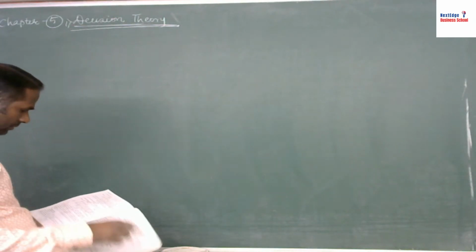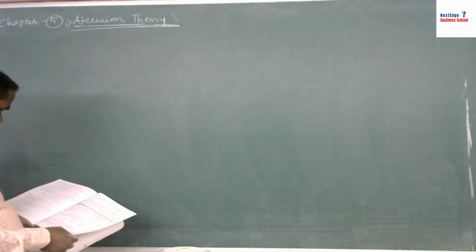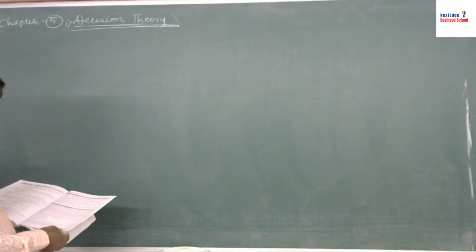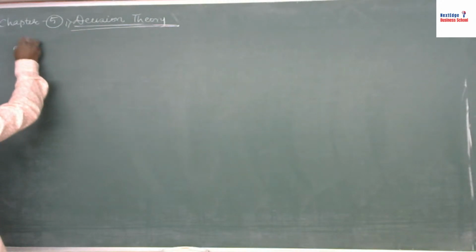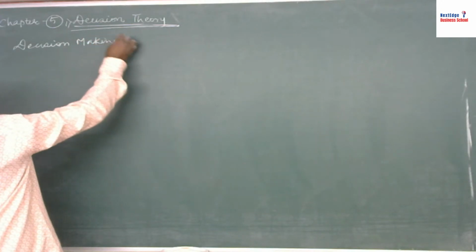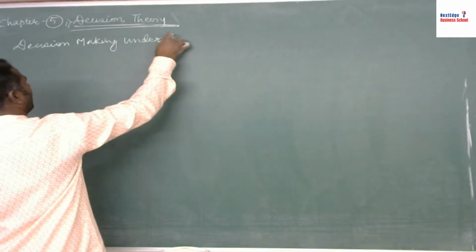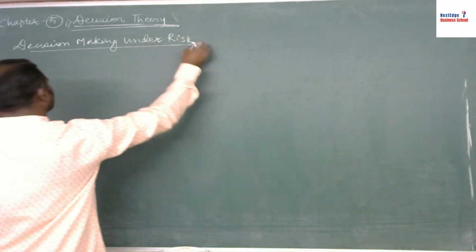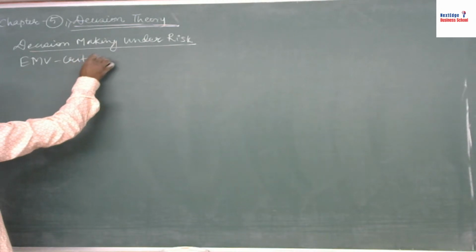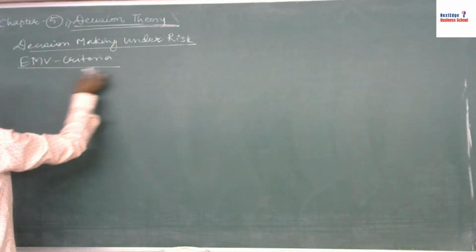So now write one problem. So decision making under risk, इसमें तीन चार चीजें होती हैं. उसके प्रॉब्लम हम लोग लेंगे एक छोटा सा. एक है एक्सपेक्टेड मॉनेटरी वैल्यू क्राइटेरिया, ईएमवी में बोलते हैं उसको.